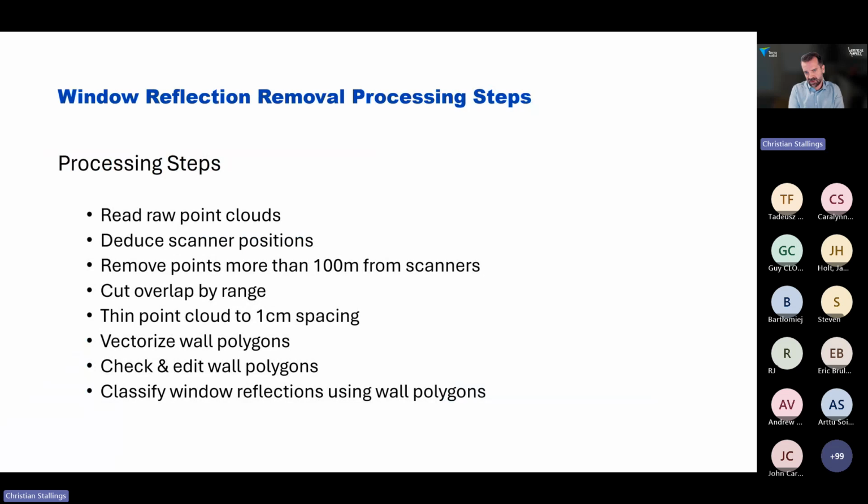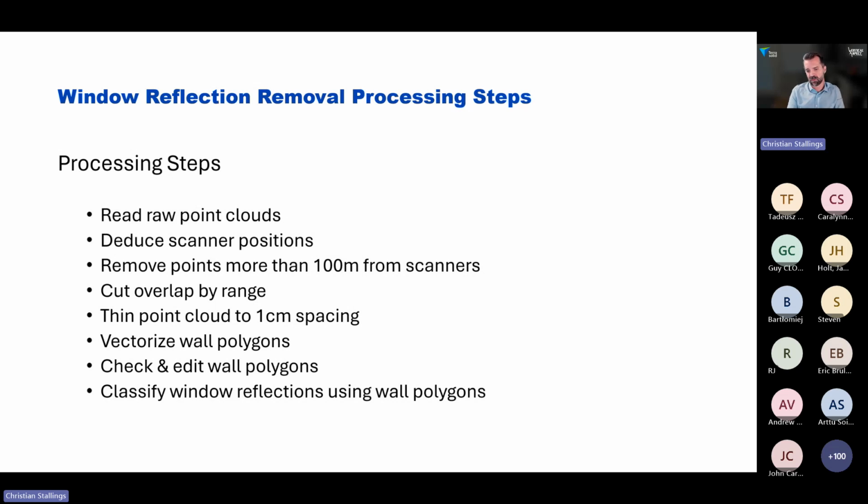So we're going to do a couple different processing steps to try to correct these ghosting objects within our data set. So we have several different terrestrial scans that we're going to go through. We have 15 different scans. We're going to use the deduce scanner position tool within the trajectory toolbar that will allow us to determine the location of each of those scans. We're going to remove some of our long ranges from our data set, cut the overlap by range to further thin our data, and then finally we're going to thin that data down to a 1 centimeter sampling.